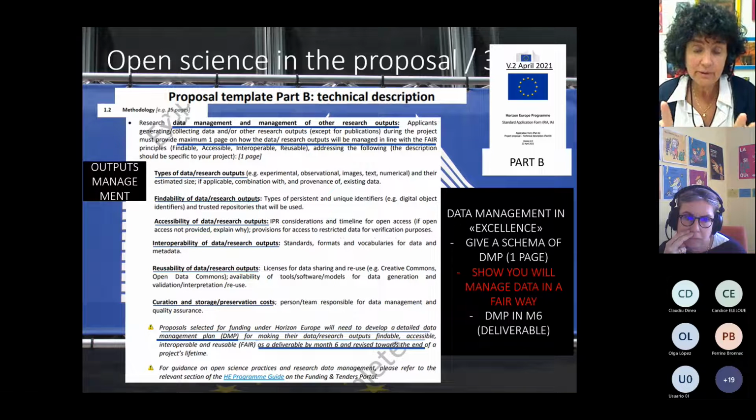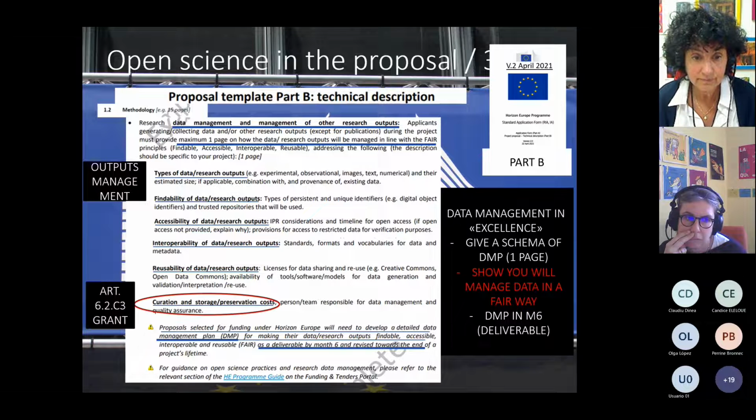Here, you simply have to give a hint on how you are going to deal with your data. And we are, again, in part B, methodology 1.2. Again, a reminder, you have to put here in the proposal also curation and storage or preservation costs.